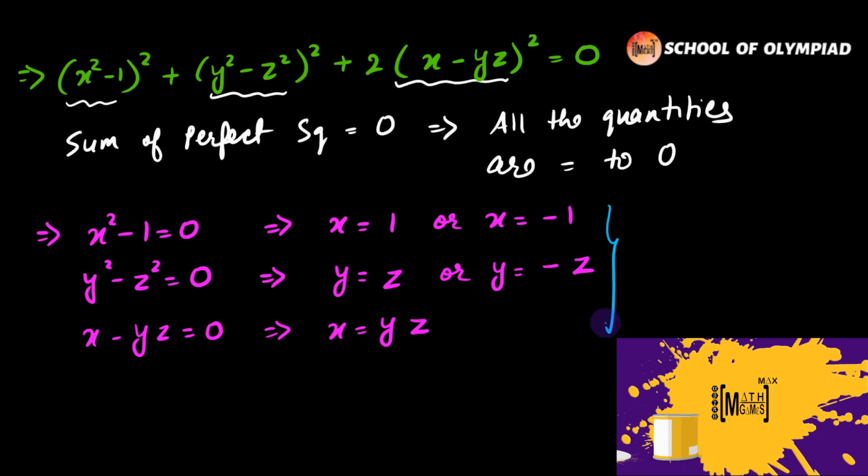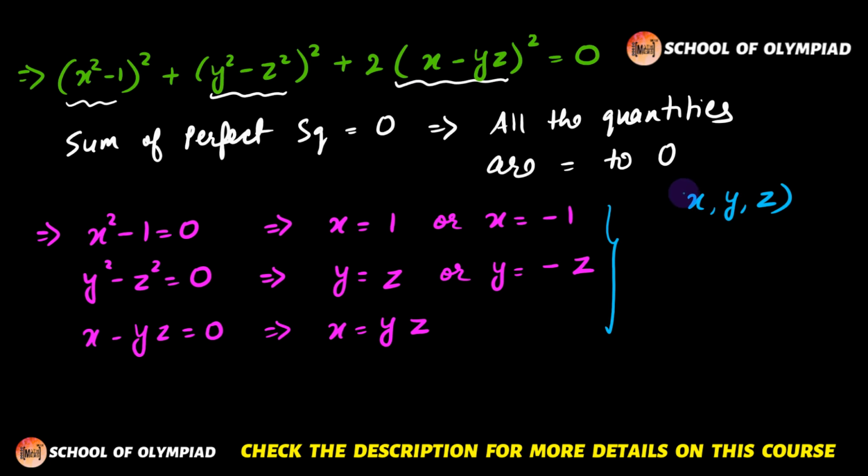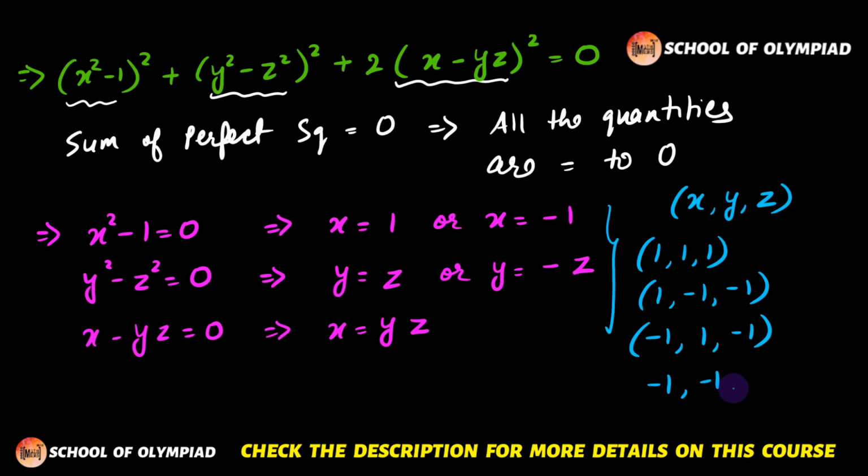Now combining the knowledge obtained from these three equations, we get different values of x, y, z, and the four values obtained are (1, 1, 1), (1, -1, -1), (-1, 1, -1), and (-1, -1, 1), and these are the four answers to our original question.